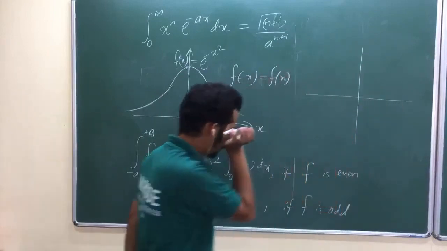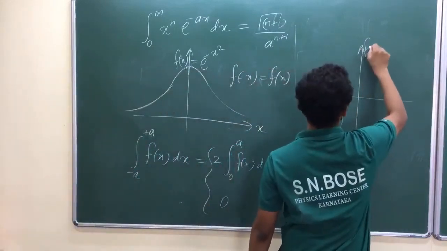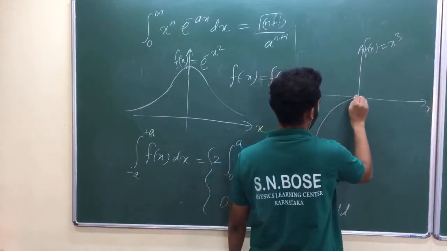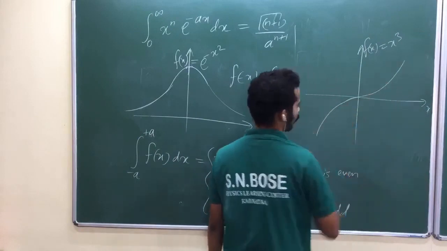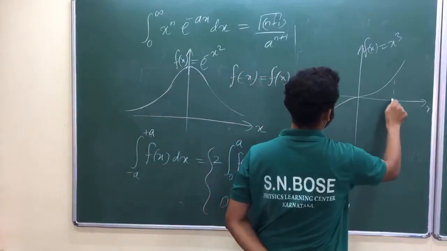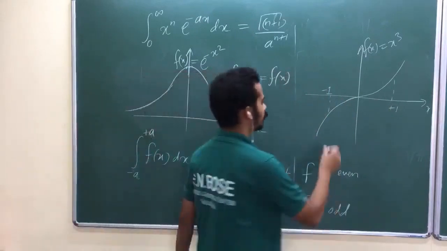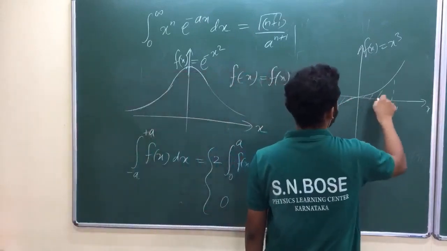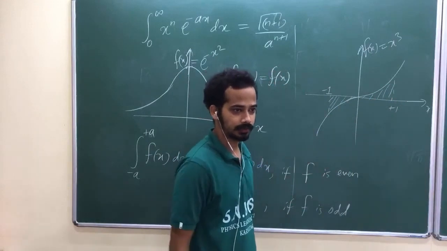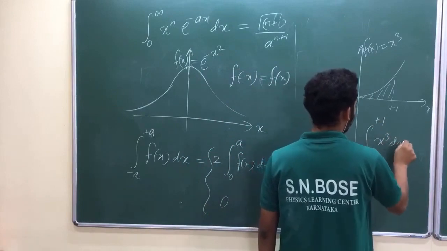Suppose I take some odd function, is that okay? If I take some odd function, x cube. f of x is equal to x cube, suppose, as a function of x. How does it look like? X cube will look like this, isn't it? Asymmetric. Now, if you integrate from -1 to +1, suppose, what is meant by integration? Integration is nothing but area under the curve. Now you will get negative area here, you will get positive area here. Equal and opposite values. So that's why if you integrate x cube from -1 to +1, x cube dx, that will be equal to 0.